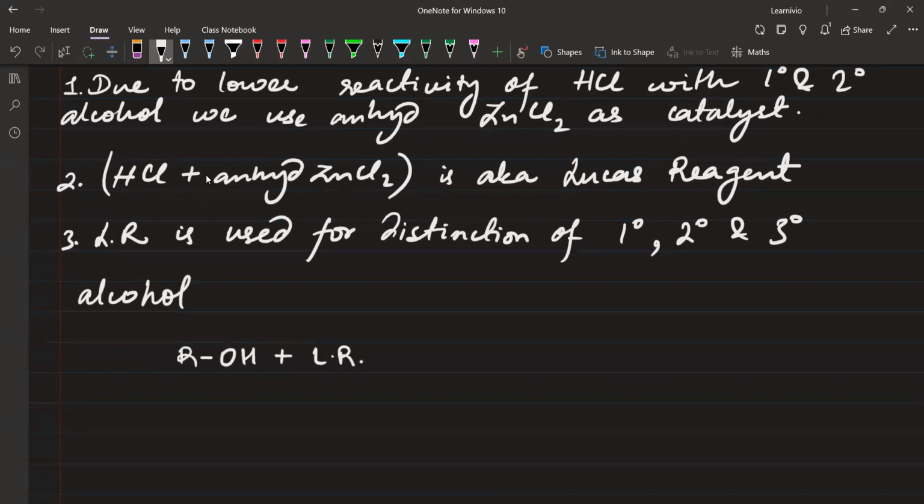Lucas reagent में you have HCl and ZnCl2, here we have alcohol. We have seen that alcohols are quite soluble in water. Even Lucas reagent, it will be having HCl ZnCl2, both of these will be also soluble. ये दोनों, the reactants, these are soluble in water.